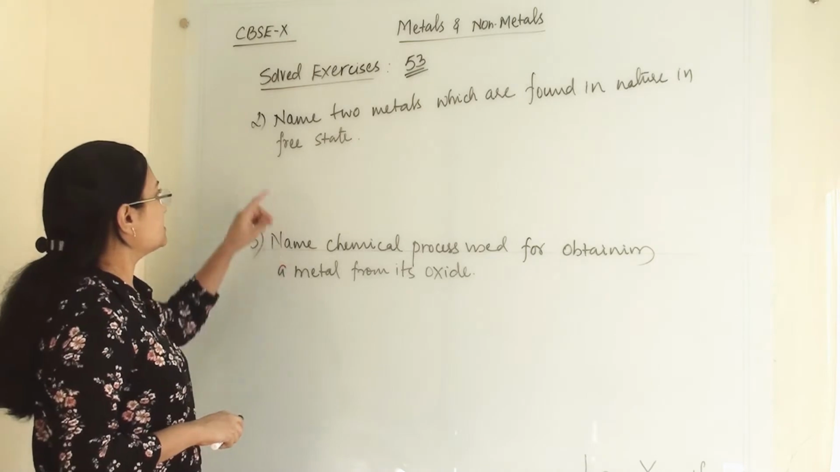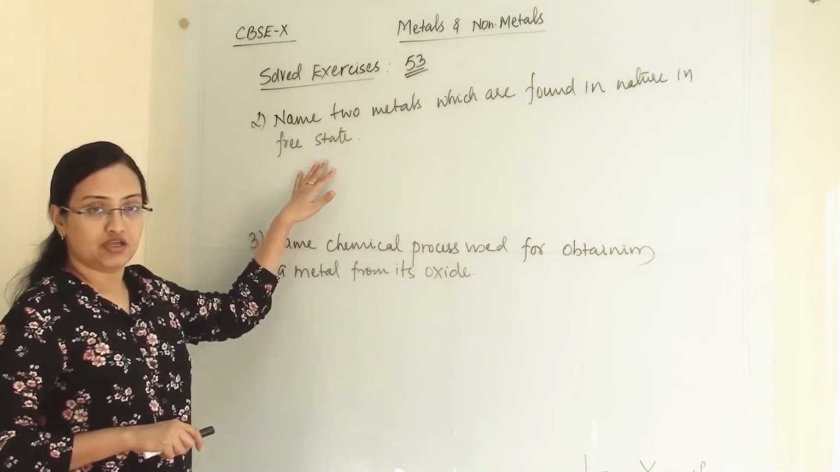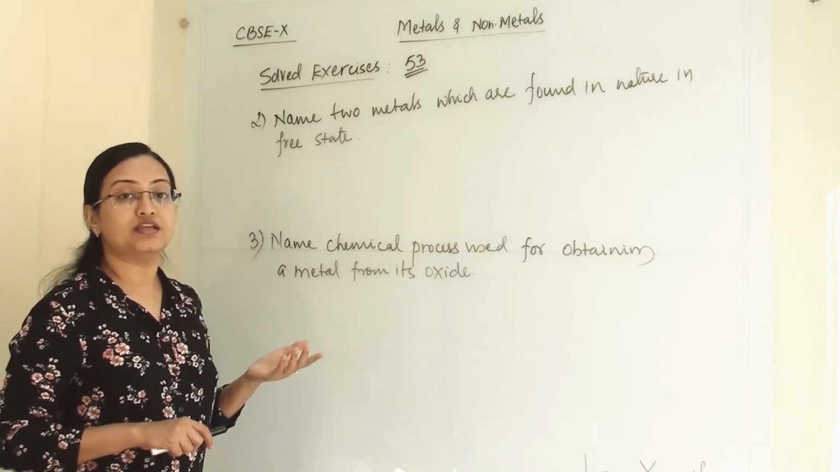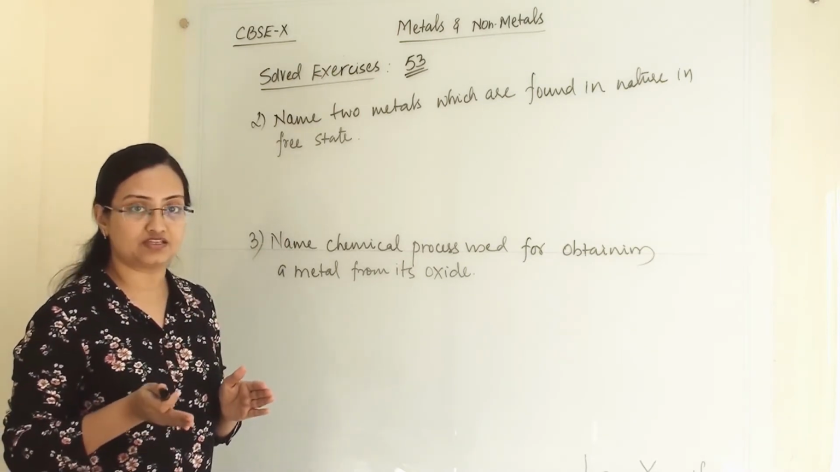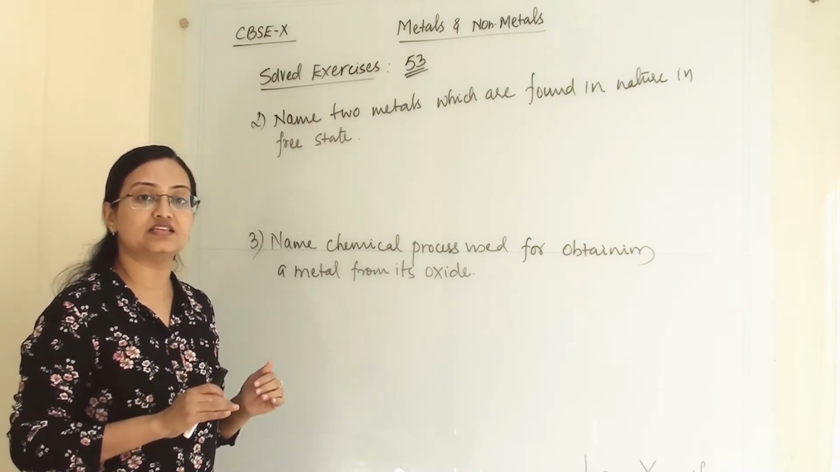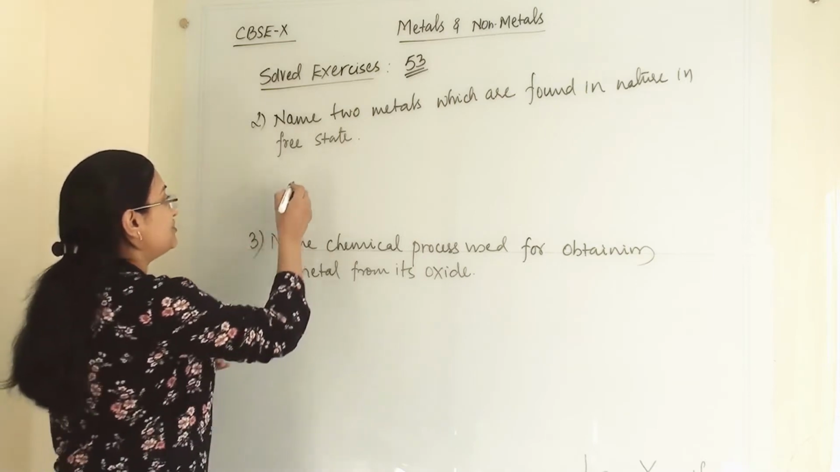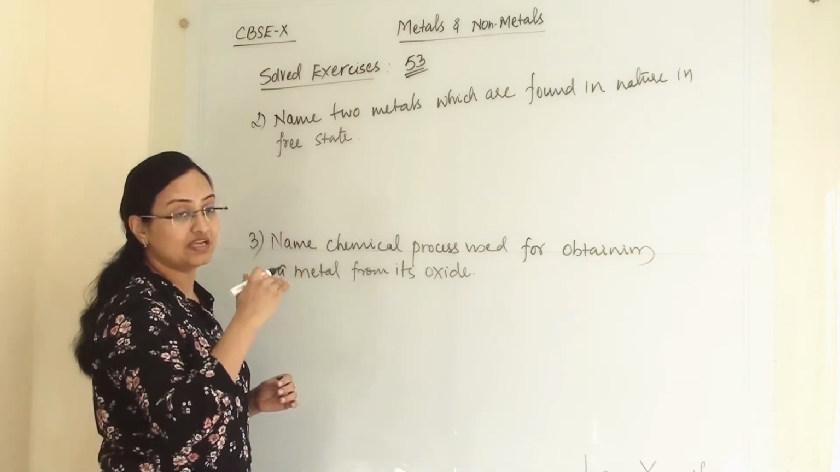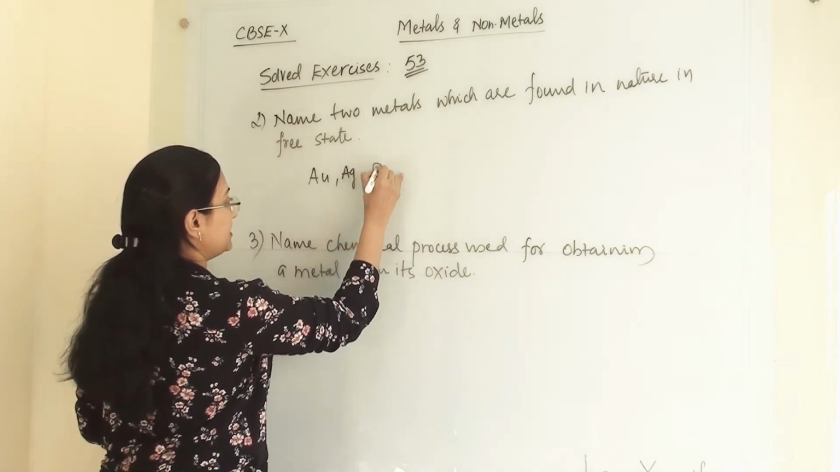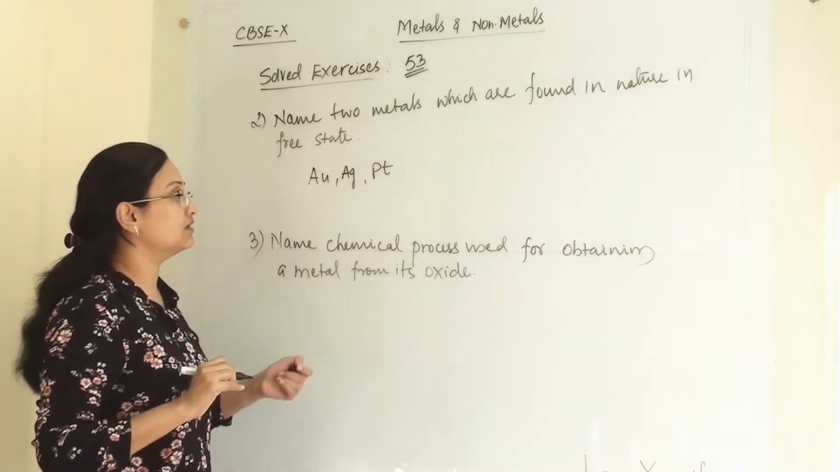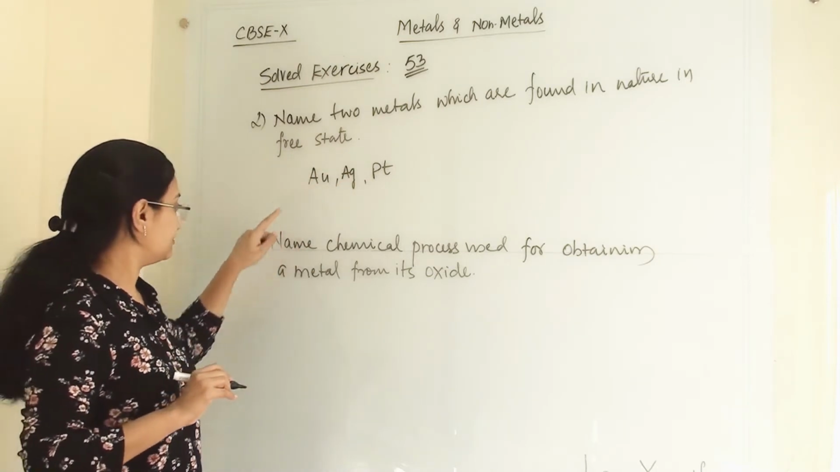Second question: name two metals which are found in nature in the free state. A metal can occur in the free state in nature only when it has the least reactivity. So all the metals placed at the bottom of the reactivity series, like gold, silver and platinum, can occur naturally in the free state in nature.